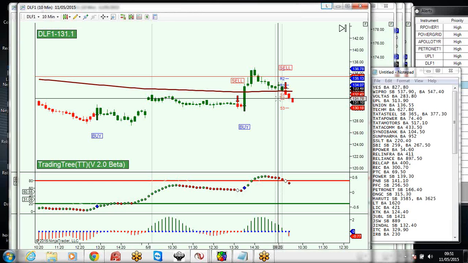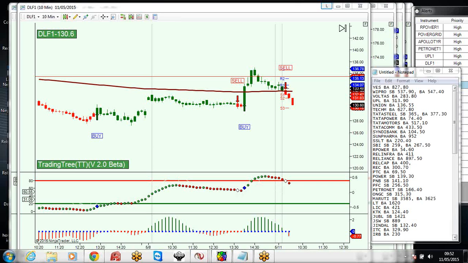So 130 will be your likely target for this particular call. In case you have any doubts, you can just type them in the chat box.